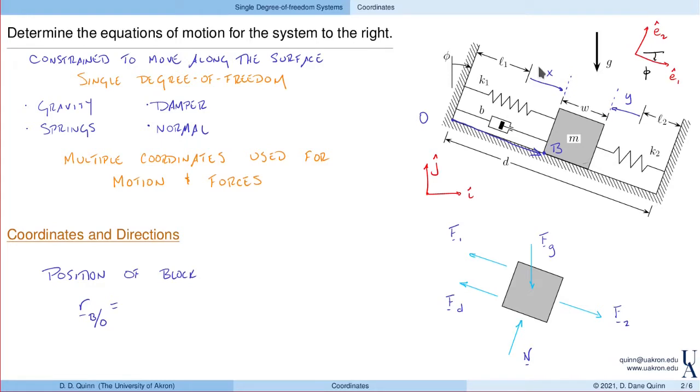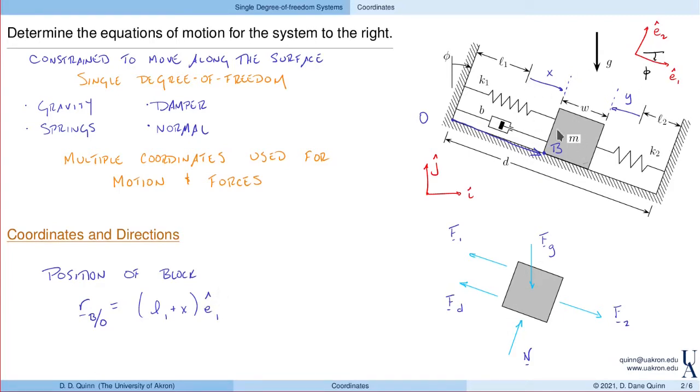In terms of the coordinates that we've defined, we can actually use a number of different coordinates. But let's use X. That seems to be the easiest at the moment. So this position vector is L1, the unstretched length of the spring, plus X, our stretch in the spring, in the E1 direction.